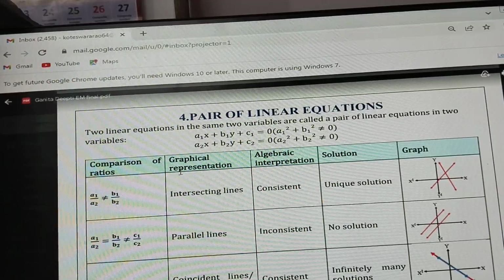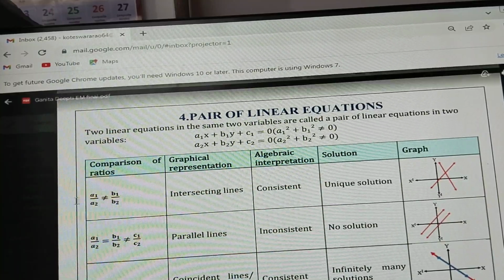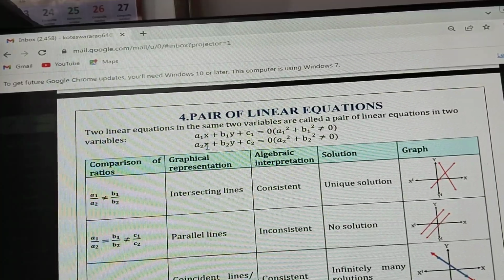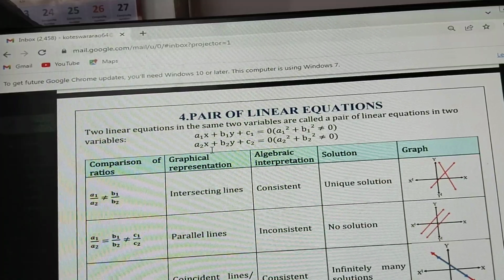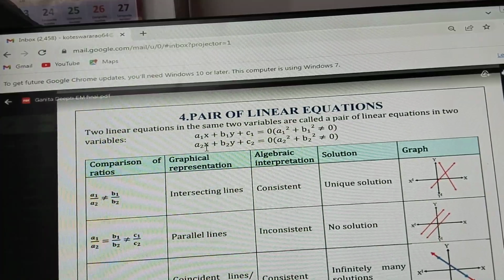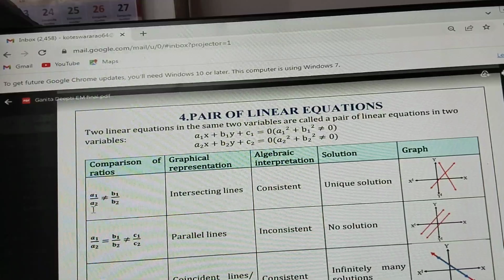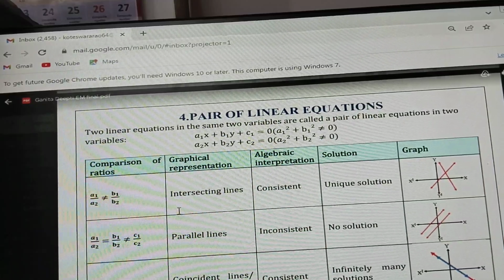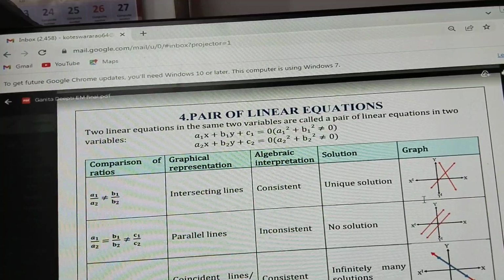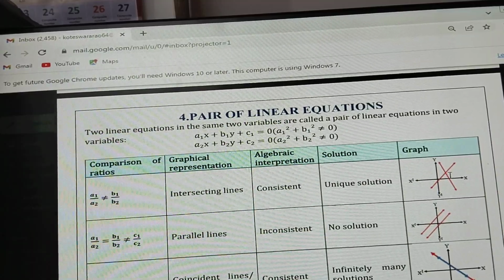The comparison of ratios, graphical representation, algebraic interpretation, solution, graph. So in this solution, for example, the first equation is a1x plus b1y plus c1 equal to 0, and the second equation is a2x plus b2y plus c2 equal to 0. Comparison of ratio: the first equation x coefficient and the second equation x coefficient, a1 by a2 is not equal to b1 by b2. When this condition is satisfied, the graphical representation is intersecting lines. Observe it. The first equation and the second equation intersect at some point.